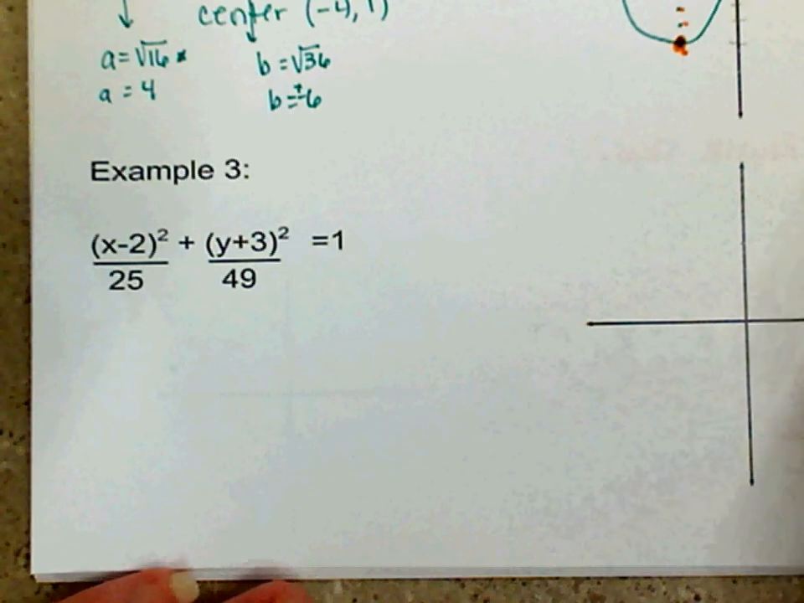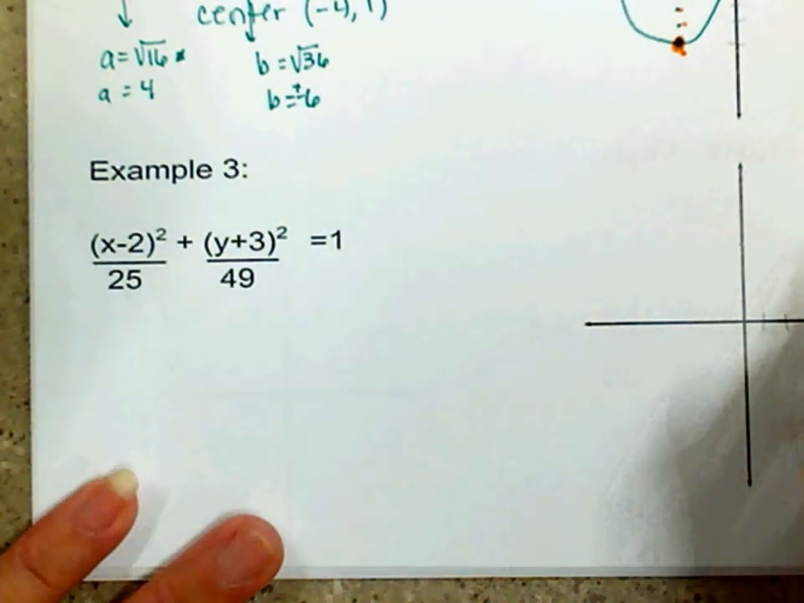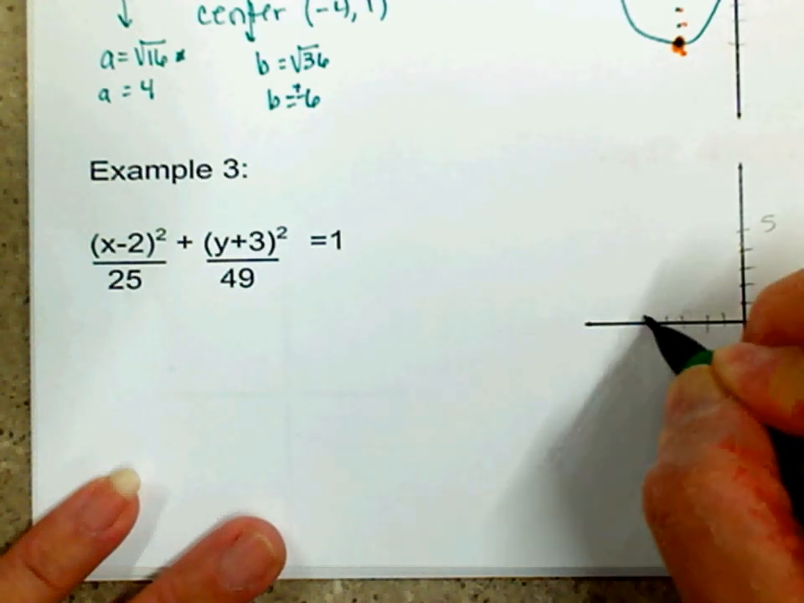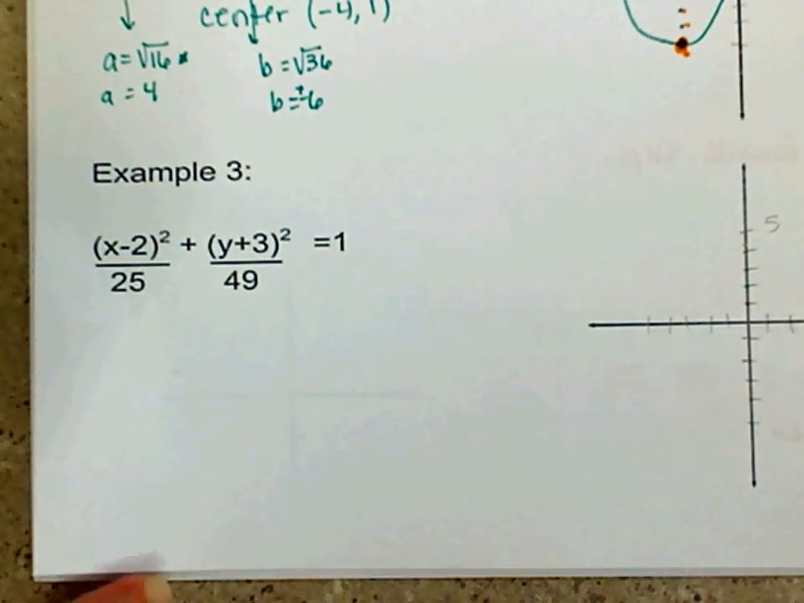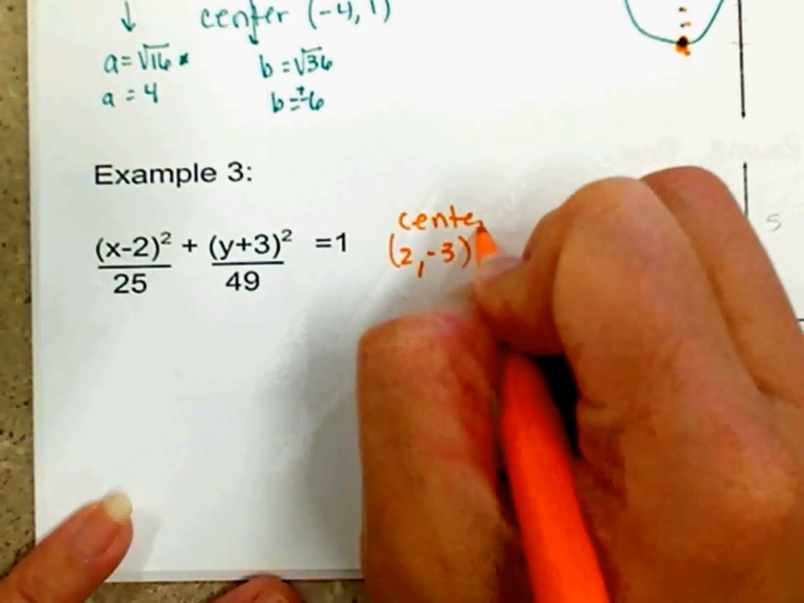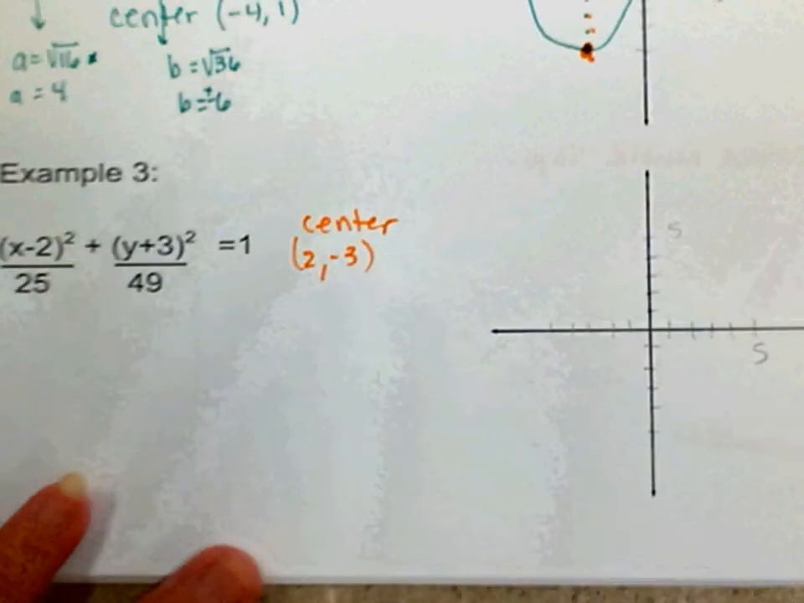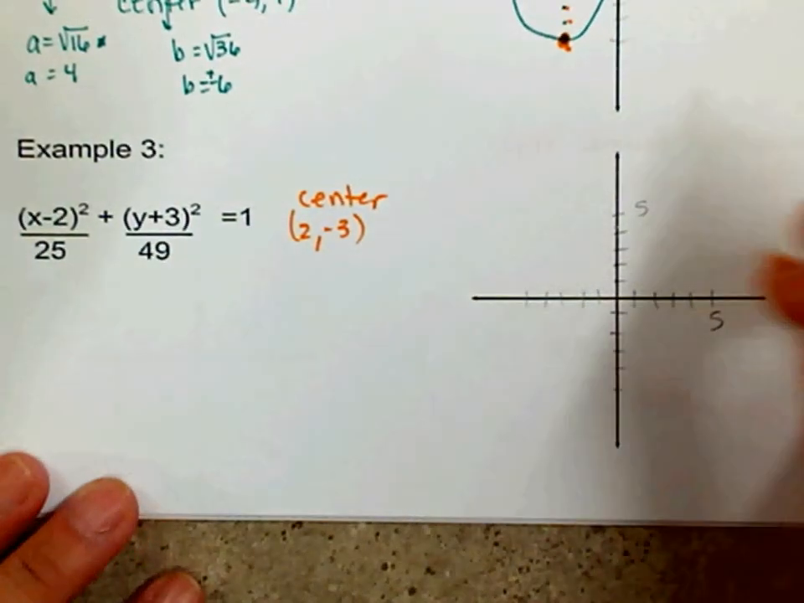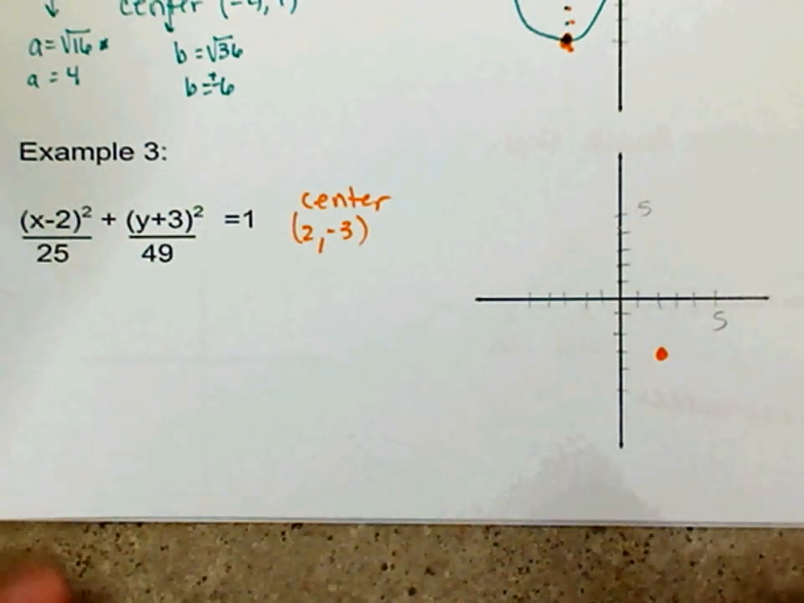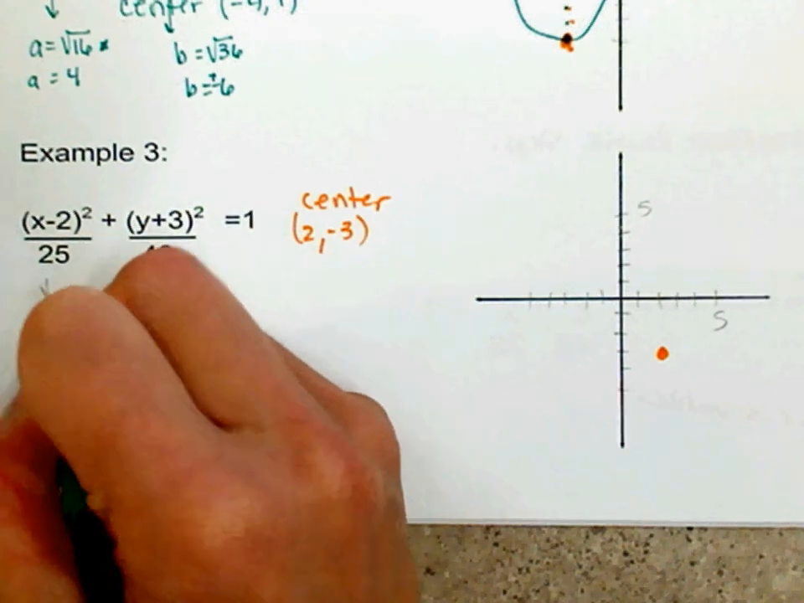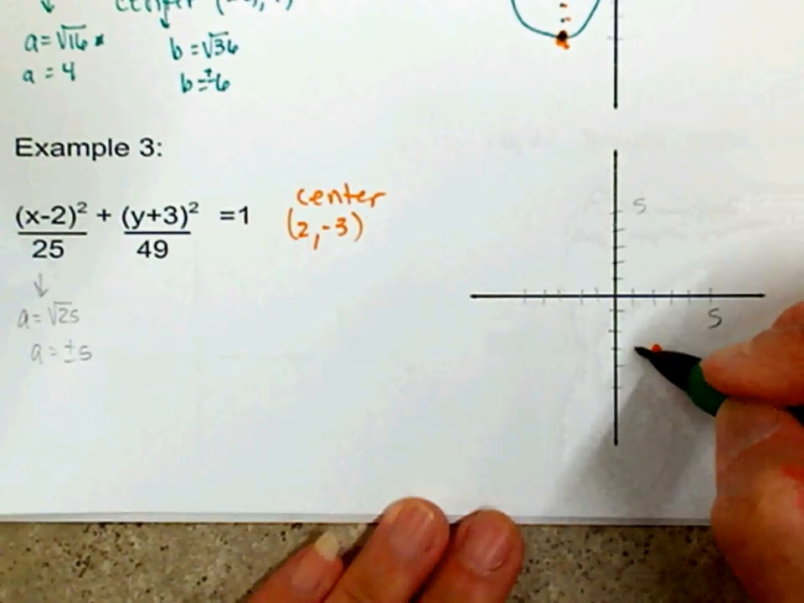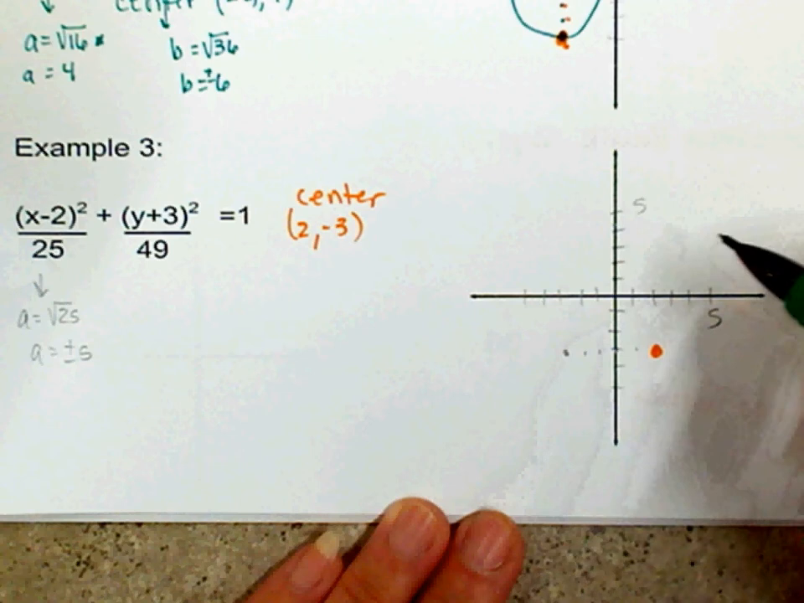All right, so here we go. Center is 2, negative 3. There's your center. So we're going to go to 2 and make it a little bit, okay? Positive 2, negative 3. Right there. All right, there's your center. Now, A is square root of 25, so A is plus or minus 5. It's under X, so I'm going to go 5. 1, 2, 3, 4, 5.